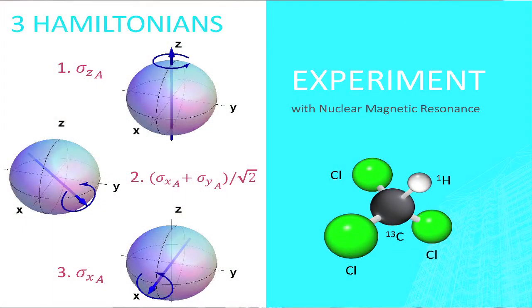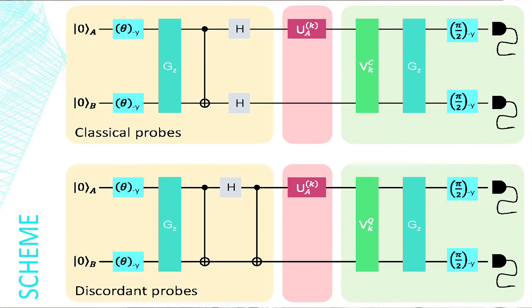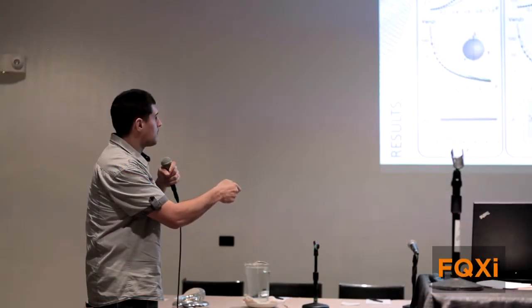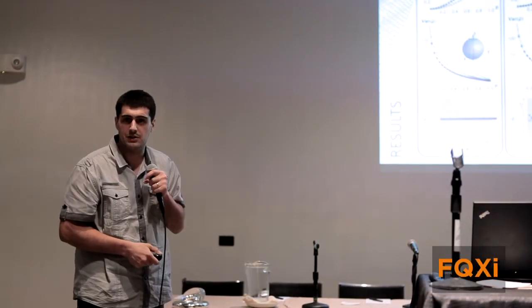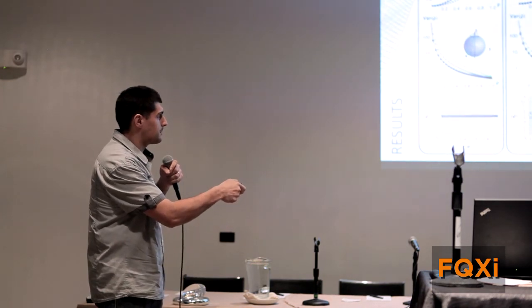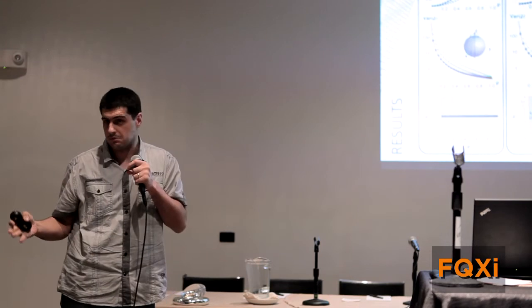Then we considered 3 different Hamiltonians, so 3 possible settings for this game, including one which is the worst case for both states. So rotations about these 3 different axes. These are the schemes to prepare the states, and these are more or less the results. Here we are measuring the precision allowed by those states in the different settings. If the controller Charlie chooses, for instance, sigma z, then both the quantum states and the classical states offer the same precision. If Charlie chooses this direction here, then the quantum states offer a better precision. The classical states are always a bit worse.